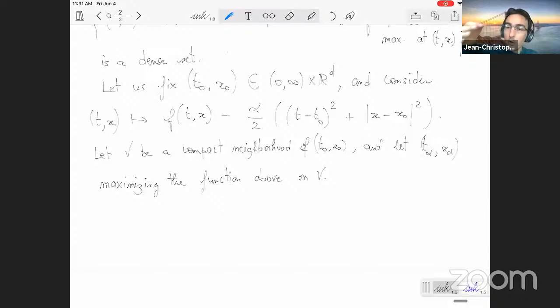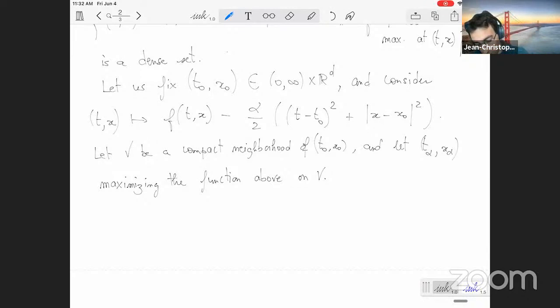it will not really be a local maximum of the function if we don't restrict to V. But now what I'm going to argue is that as we send alpha to infinity, this point is going to converge to T0 X0, and so in particular, for alpha sufficiently large, this point will not be at the boundary, and therefore it will be a point where, without restriction on V, f minus this term has a local maximum, and moreover, indeed, the point converges to T0 X0, so we are done.